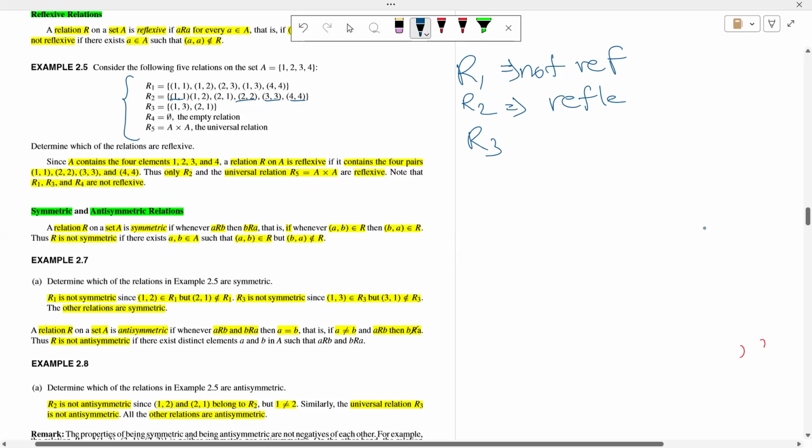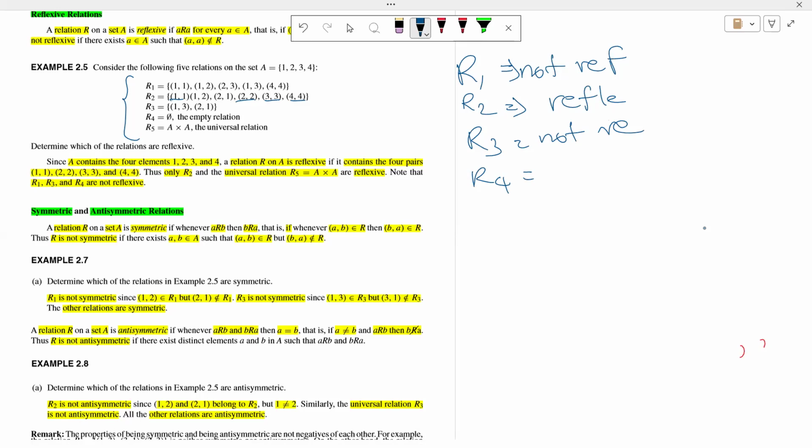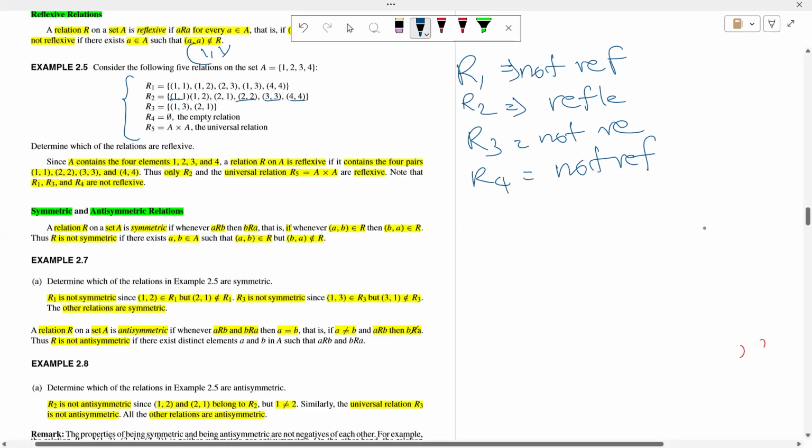How about R3? In R3 there is no (1,1), (2,2), (3,3), (4,4), so this is not reflexive. How about R4? In R4 there are no elements; it's an empty relation. Empty means there is no ordered pair, so that is not reflexive. If it is reflexive, definitely you need (1,1), (2,2), (3,3), (4,4) in there. If you have these four ordered pairs, then only we can say it is reflexive.